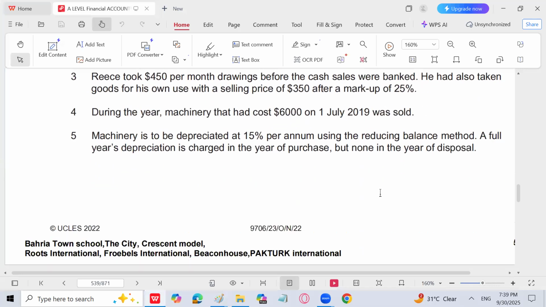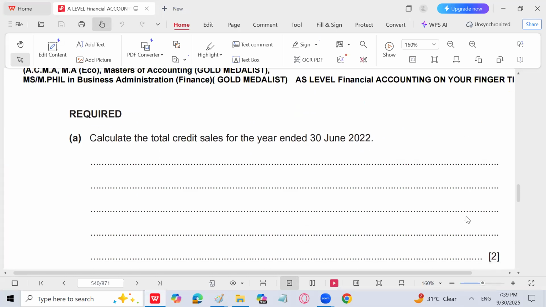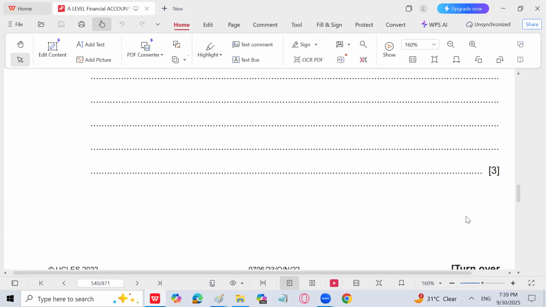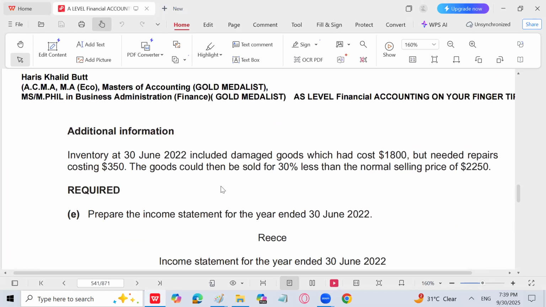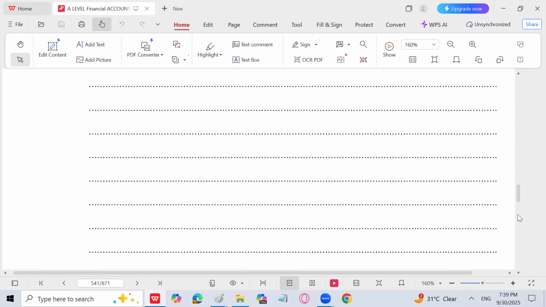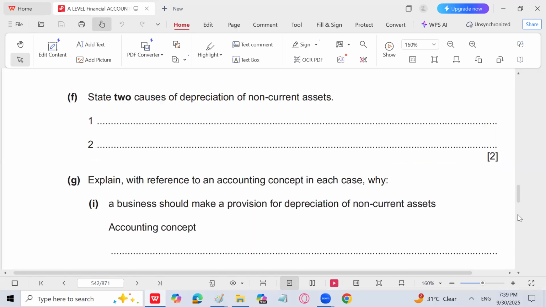Let's see what is the requirement. October, November 22, 23. Credit sales, we are done with that. Credit purchases, total cash paid for wages, depreciation charge, we are done with that. Income statement. Oh my God, one very bad mistake. Inventory at 30th June 2022 included damaged goods which had cost 1800 but needed repair, costing 350. The goods could be sold for 30% less than the normal selling price of 2250. So there is not much difference in the question. Don't think that there is a hell of a difference, which will be the 10 marks.